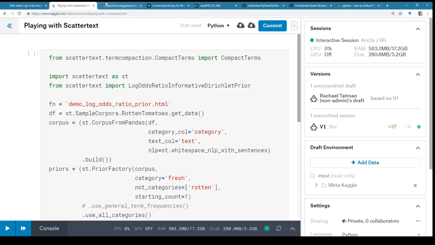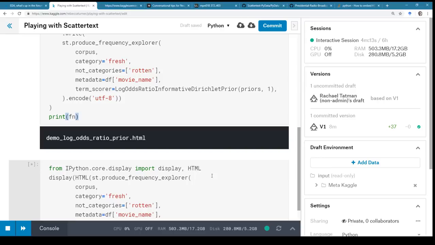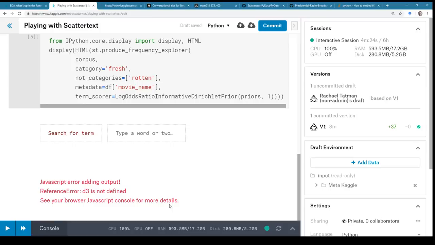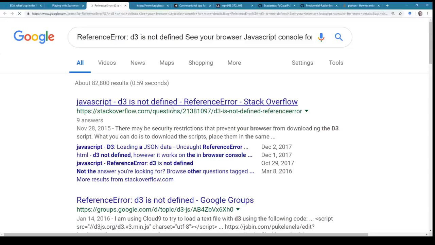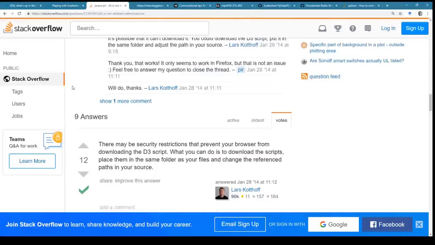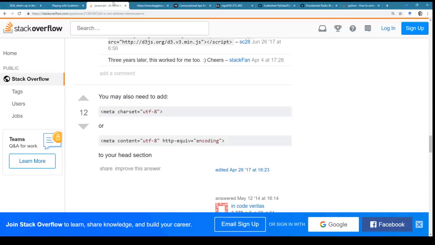Yeah, so the thing that I am thinking based on this is that we might actually be able to import D3, and maybe that would work, because that did seem like a fairly informative error. Let's get that error again for us. Reference error D3 is not defined. I'm trying not to get that vanilla Jupyter console anymore. All right, has anyone else run into this? I'm trying to use a fancy graph. Download the scripts, place in the same folder as your files, and change the reference path in your sources. It worked when I added the charset to the script tag as shown below. Oh, nope, this is more than I want to do. I am choosing not to do this.